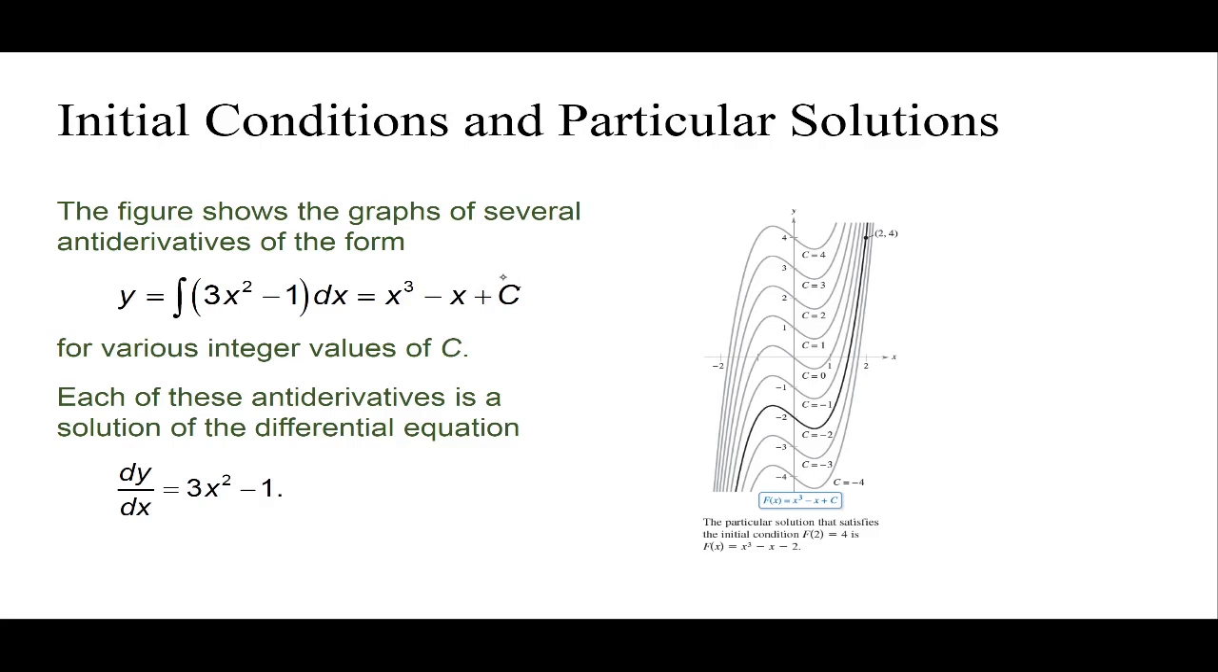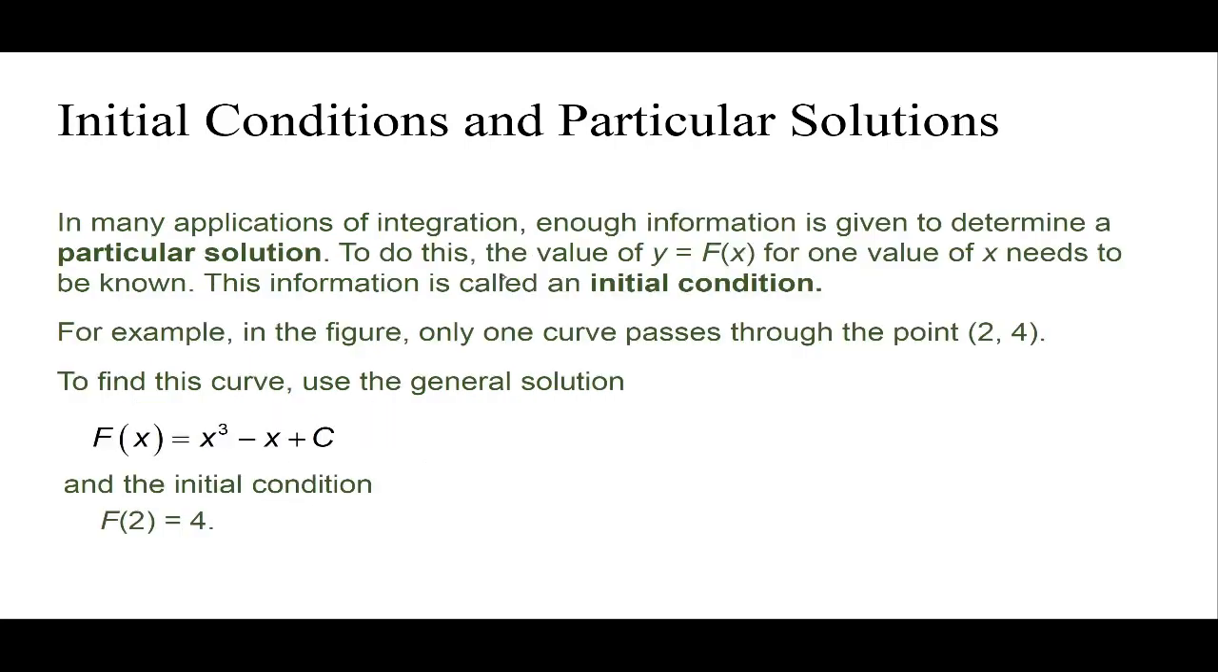So each of these antiderivatives is a solution of this differential equation. This is your differential equation, meaning what is the function whose derivative is 3x squared minus 1? These are the functions. In general, this is a generic solution, the general solution. And if we try to find the particular solution, I'm interested in the solution of this differential equation where the constant c has a particular value, given some initial condition.